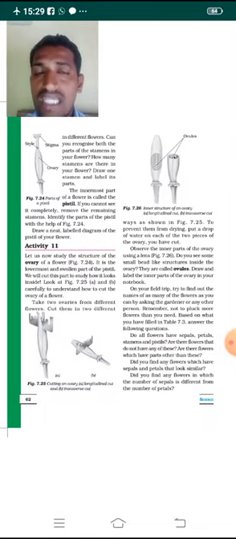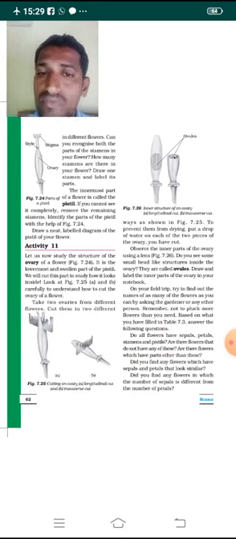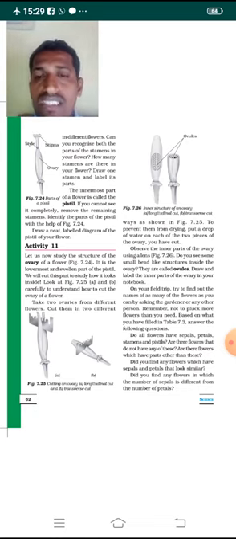Stigma, style and ovary are the main parts of the pistil, and the ovules, which are present in the ovary, are very important. We call them ovules. So the pistil is the female part of the flower. This is what we have regarding the male and female parts of the flower.